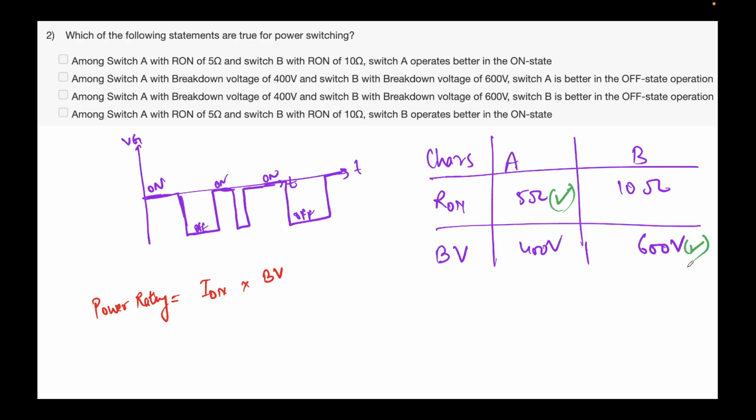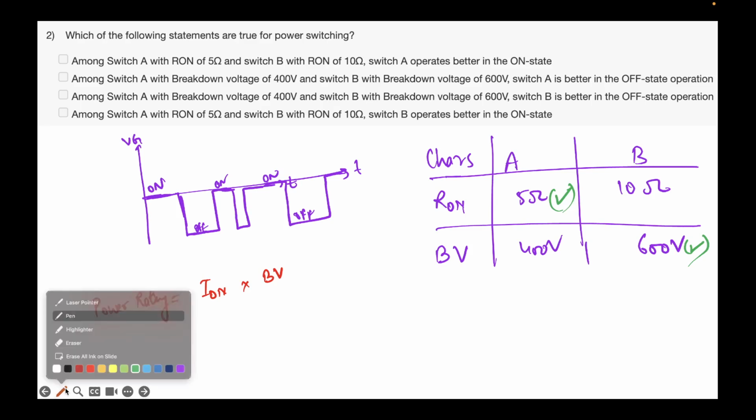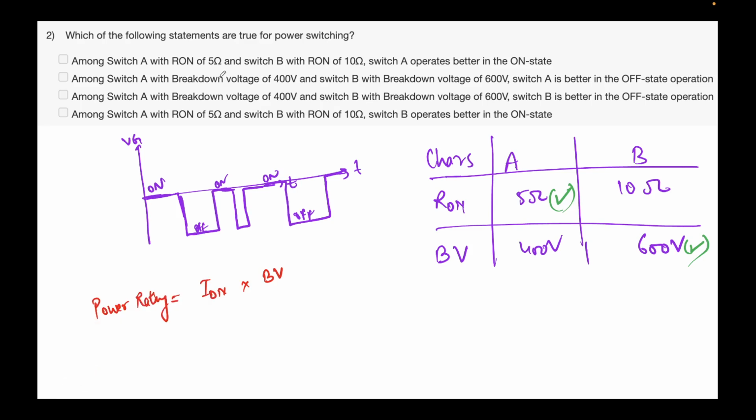Now this is a problem. Which device to choose? A is good and B is good. So let's just complete the problem for now, and then I'll come to the analysis. Among switches, A operates better in the on state. Correct. And in the off state, B will operate better. Switch B is better in the off state operation.